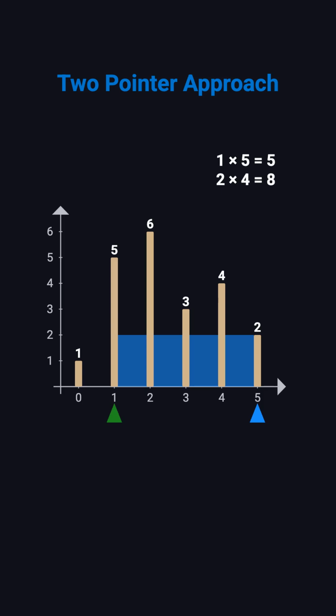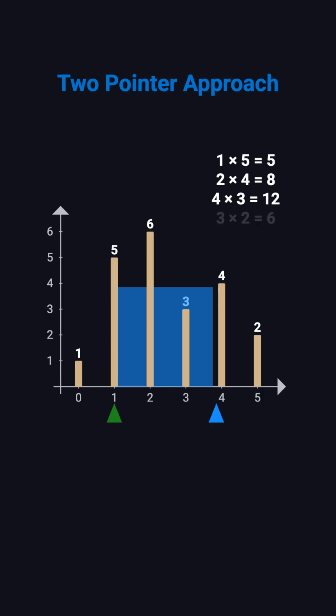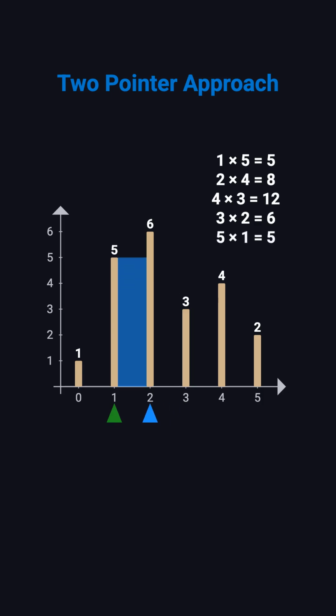This time, the right side is shorter, so we move the right pointer to height 4. The width is 3, and the area is 4 times 3, which is 12. Continuing with the same rule, the next areas are 6 and then 5, both smaller than 12. When the two pointers meet, we stop. The maximum area is 12, formed by the lines with heights 5 and 4.